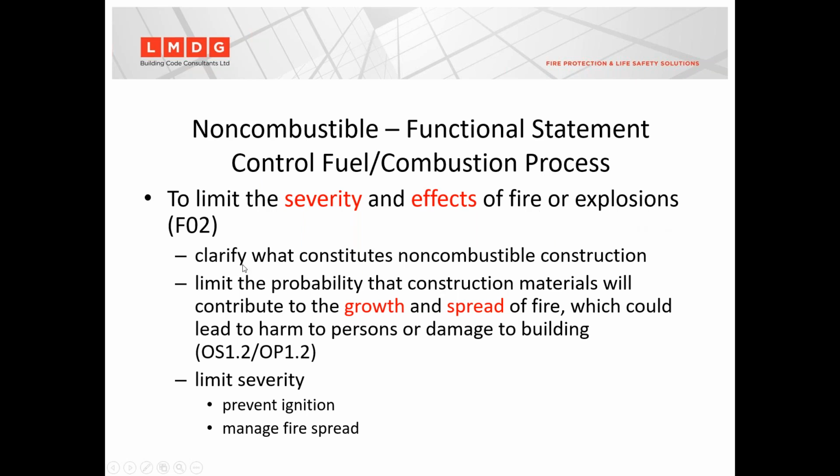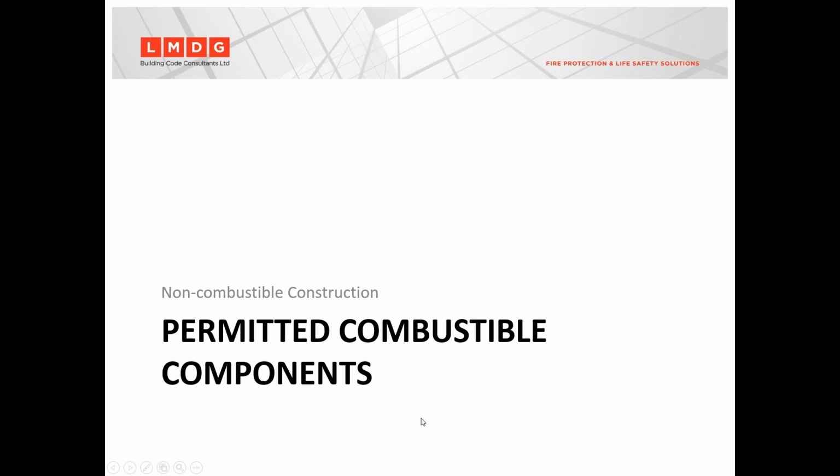And this actually helps us clarify what constitutes non-combustible construction. It's to limit the probability that the construction materials themselves will contribute to the growth and or the spread of fire, which could then lead to harm to people or damage to the building. So how do you limit that severity? You limit the severity by either, number one, preventing ignition in the first place, or number two, if you cannot, then you manage the fire spread to limit its possibility to spread.